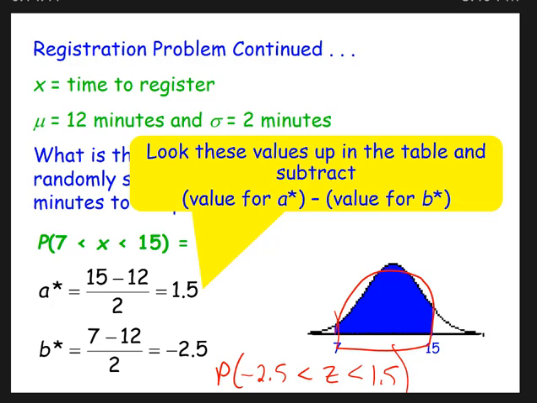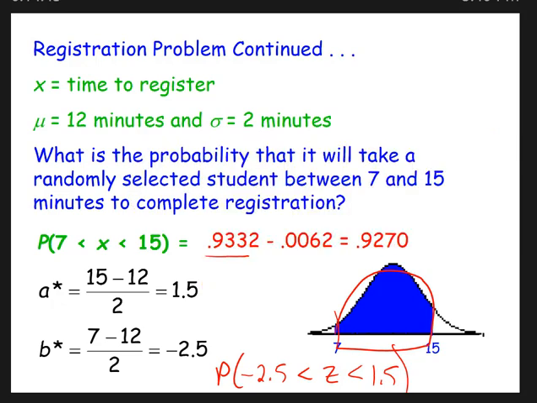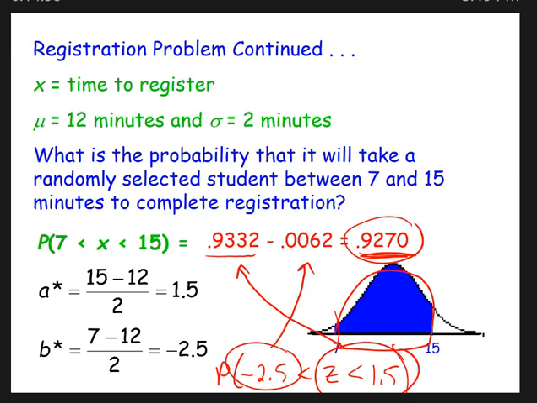So we look up those two values in the table. Probability of being less than 1.5 is 0.9332. Probability of being less than -2.5 is 0.0062. We subtract those to get the probability of being between them of 0.927.